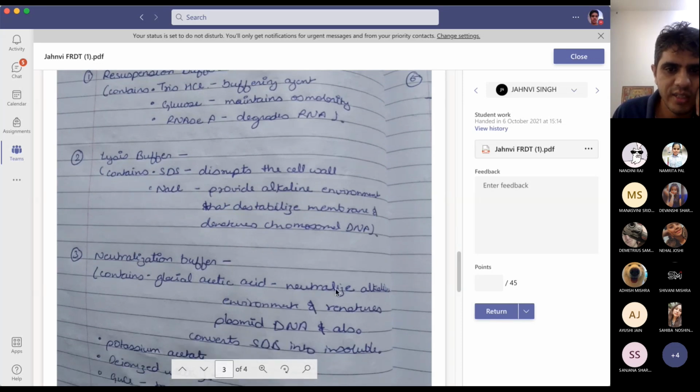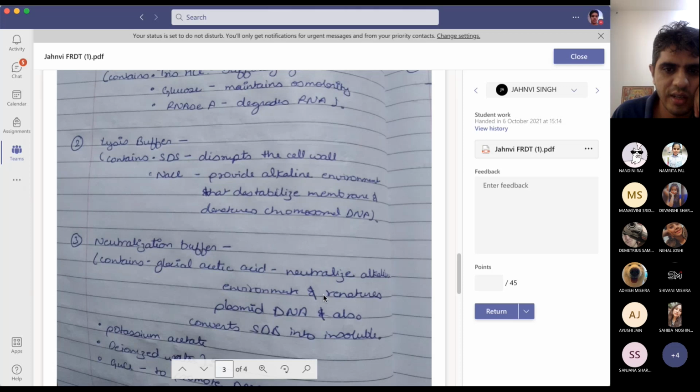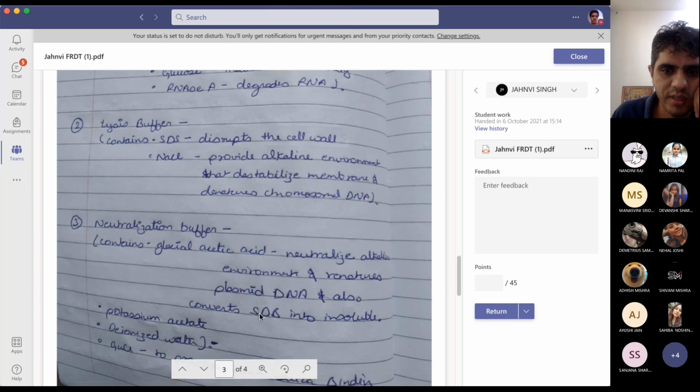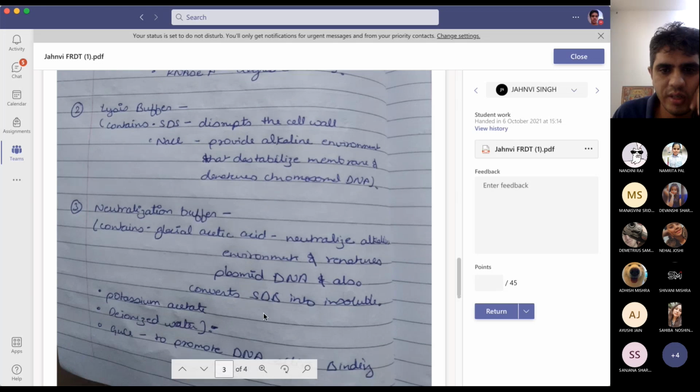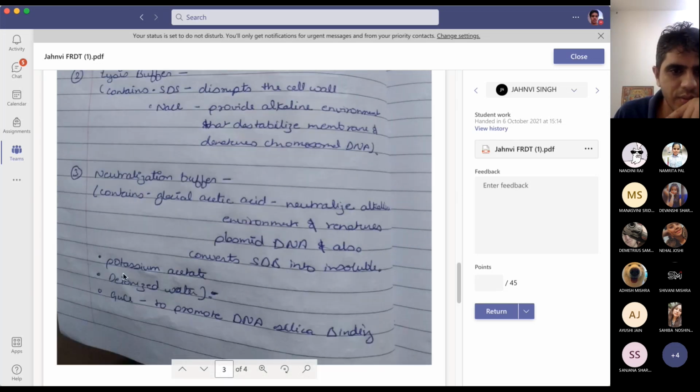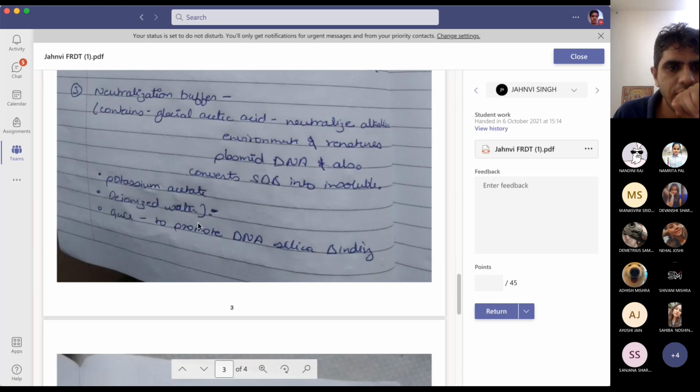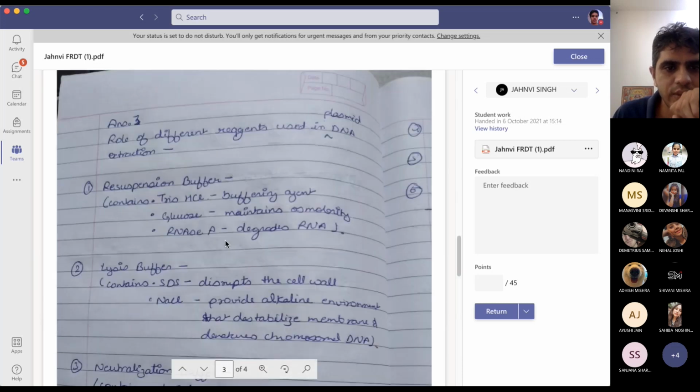Neutralization buffer contains glacial acetic acid and normalizes the alkaline environment, neutralizes the reaction, and renatures the plasmid, and also contains SDS, which becomes insoluble. Okay, this one is not okay, so this one is wrong.